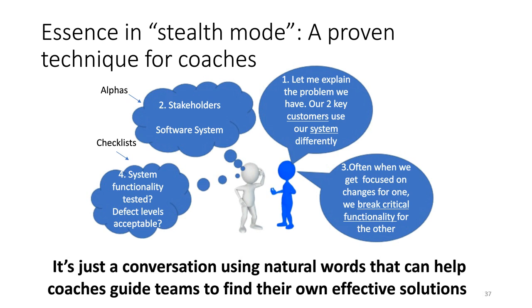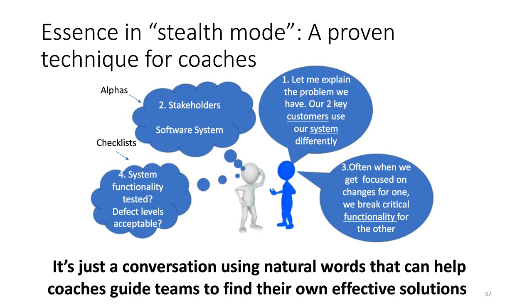What I want you to take away from this example is the fact that essence is packaged and worded to support natural conversation, leading teams to find their own effective solutions by drilling down and locating root causes of issues and then brainstorming effective solutions. This is a great technique for coaches to help teams without telling them how to solve their problems. And when teams discover the solution for themselves, it's much more powerful because they own it, and they're better equipped to solve their own problems in the future.